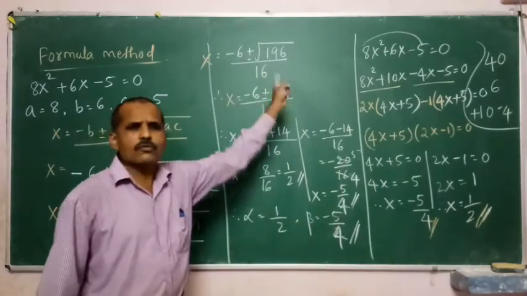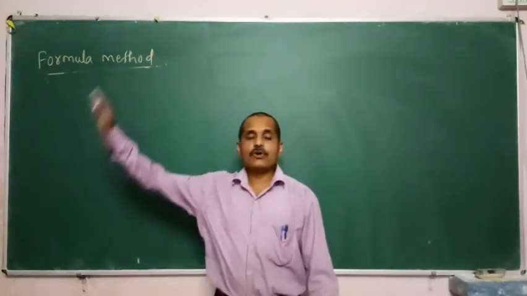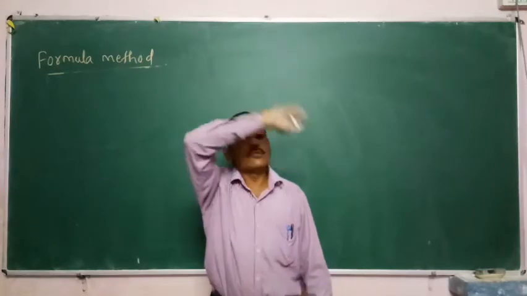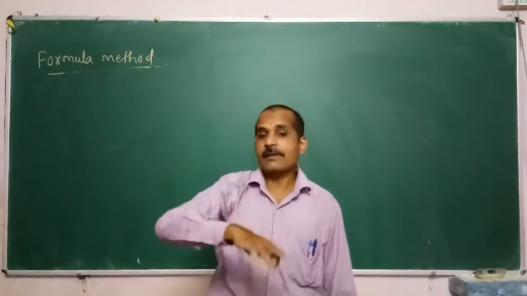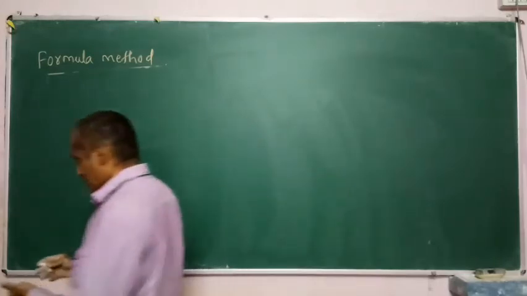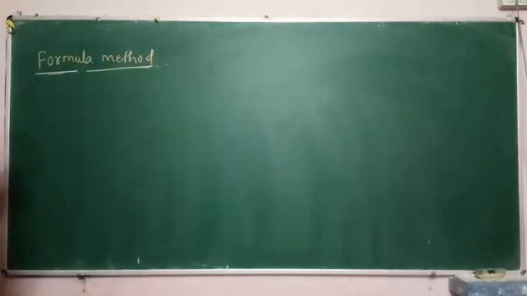If you want, let me solve one more problem. Now let me take one problem. I will solve it by two methods: one is the formula method and one is the completing the square method. I will show you that in this case also you are getting the same answer. You can take any problem.